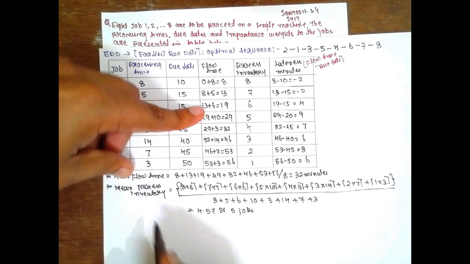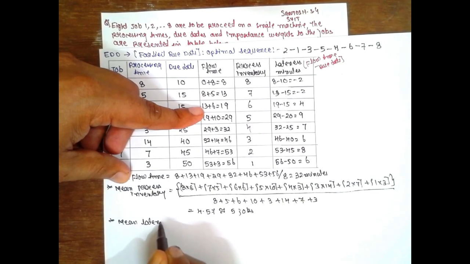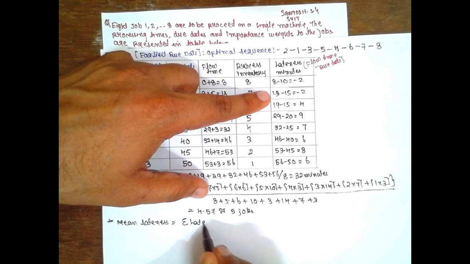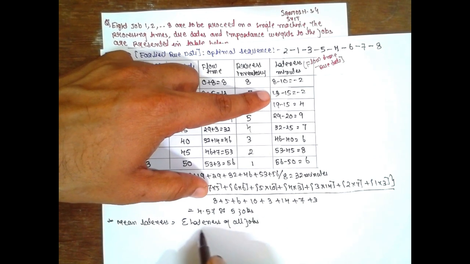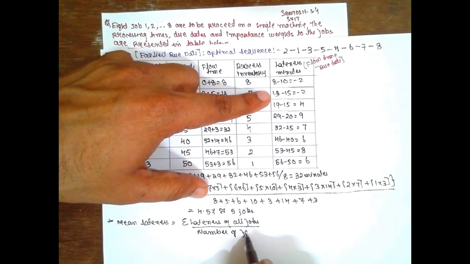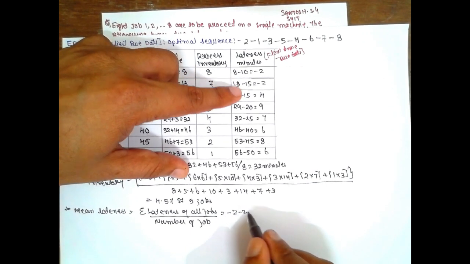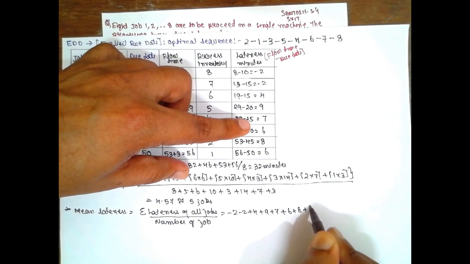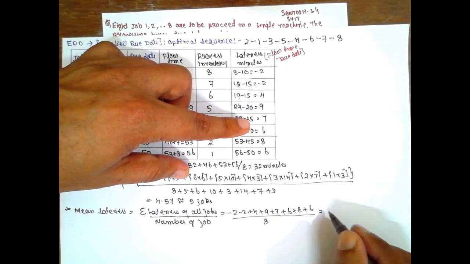Now mean lateness. Mean lateness is the sum of lateness of all jobs divided by the number of jobs. Minus 2, minus 2, plus 4, plus 9, plus 7, plus 6, plus 8, plus 6, divided by 8. The answer is 4.5 minutes.